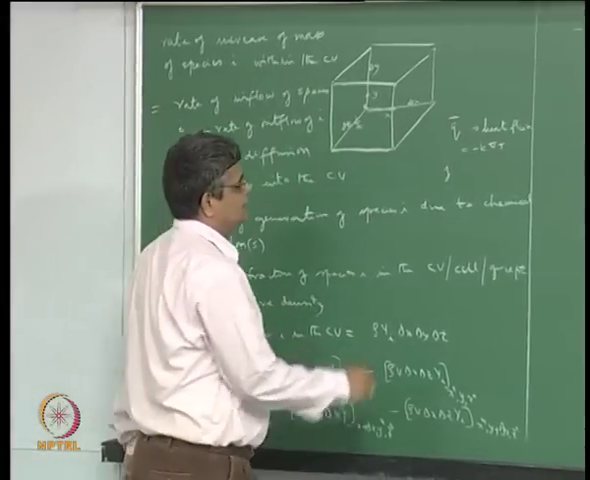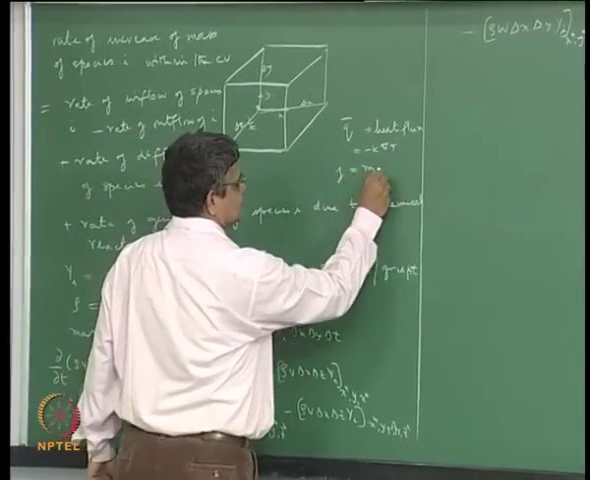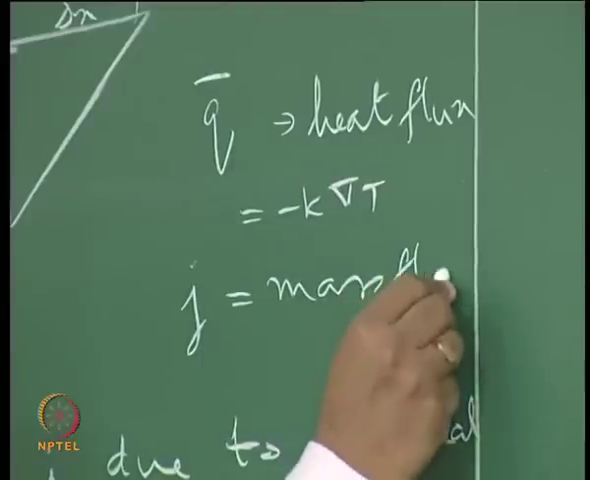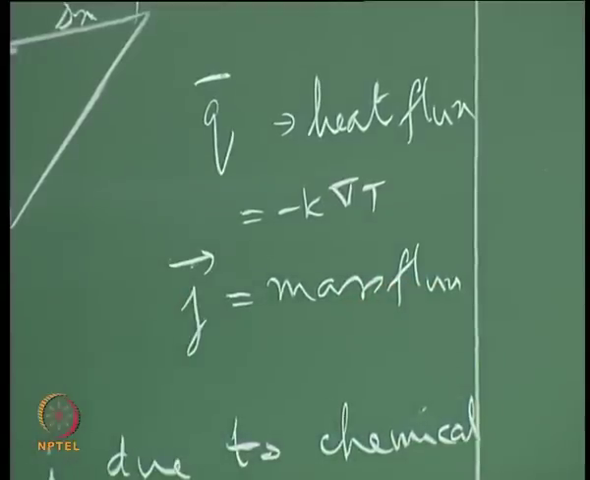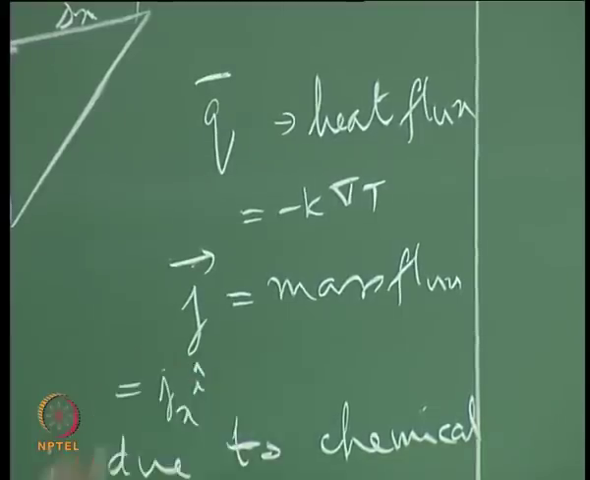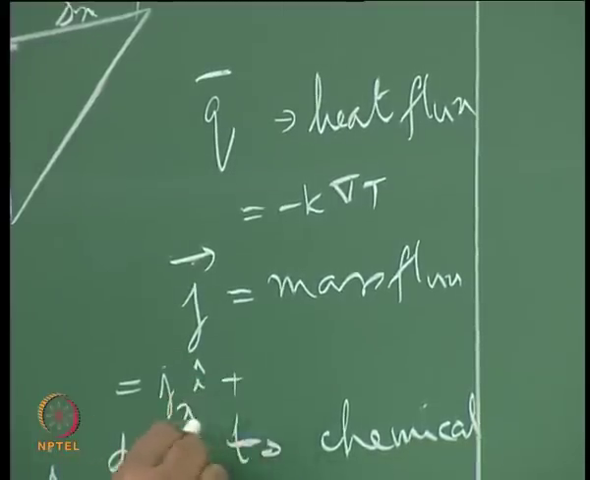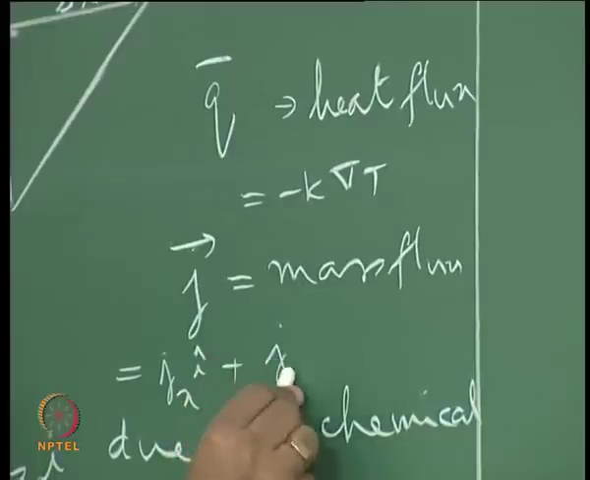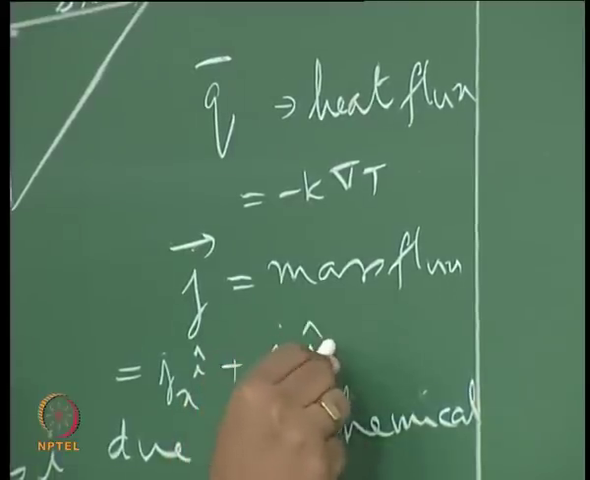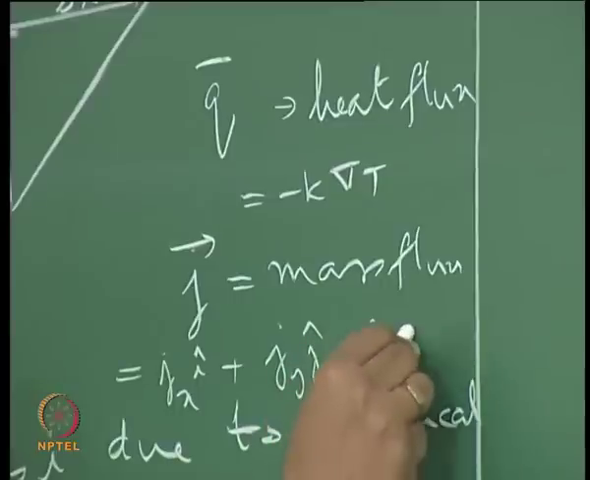Okay, so this J is a mass flux, and this is a vector quantity. So this has Jx as the component in the x direction, Jy in the j direction, plus Jz in the k direction.